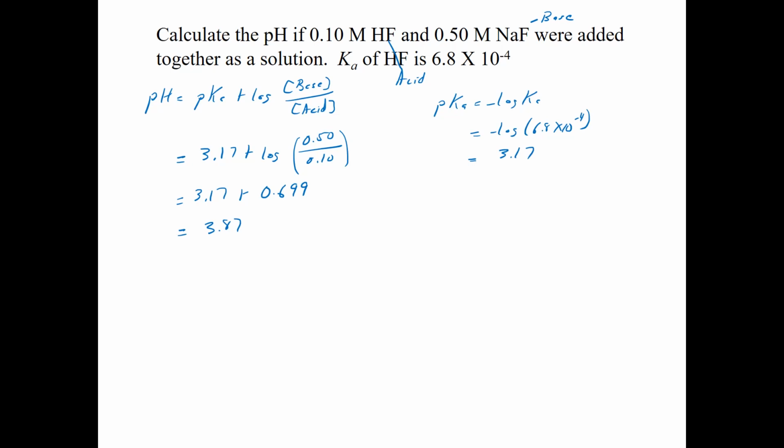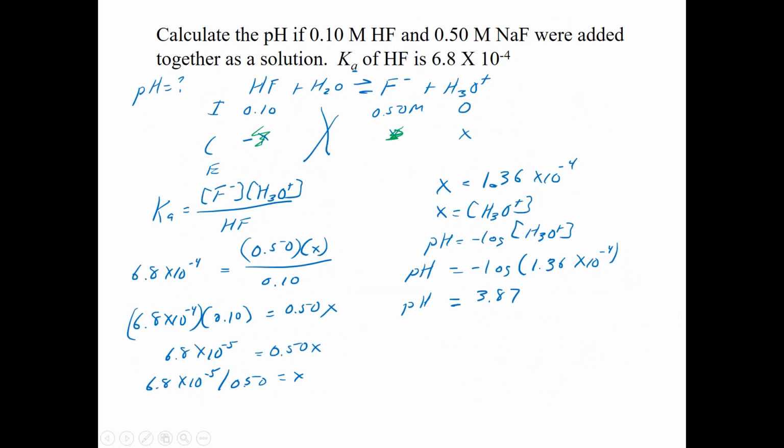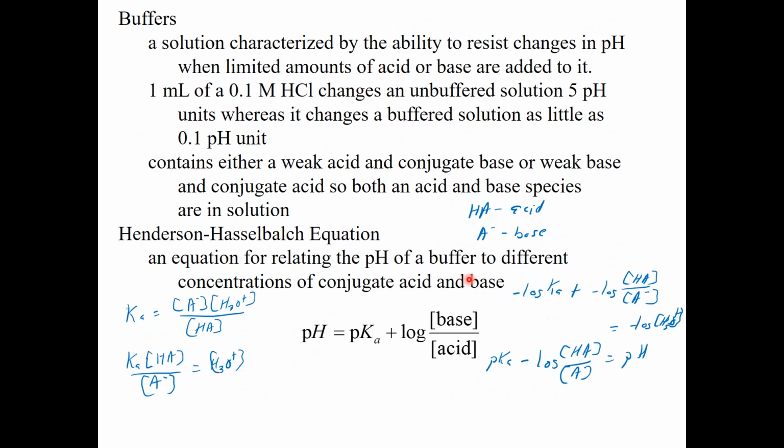Now I'm going to flip back real quick to this one, and you will notice when we did this, like I said, this is exactly the same problem, it's just worded a different way. Well, actually no, it's worded the exact same way, I just used a different formula, and my pH was 3.87. So I get the same pH either way that I do this.